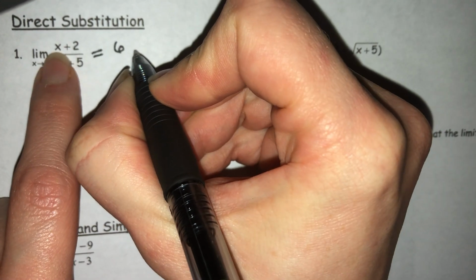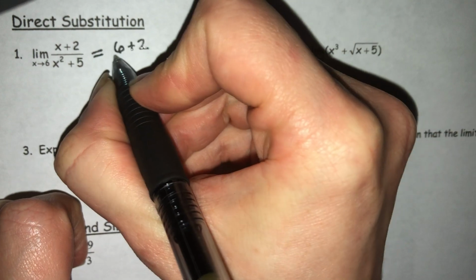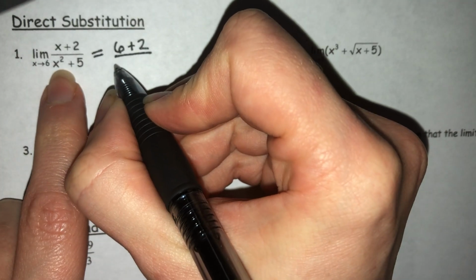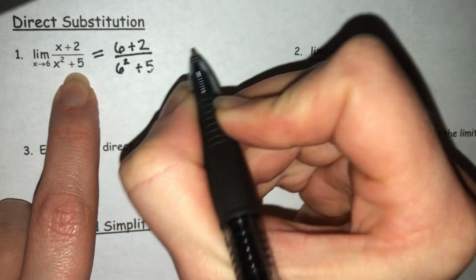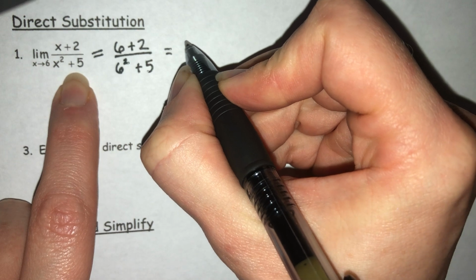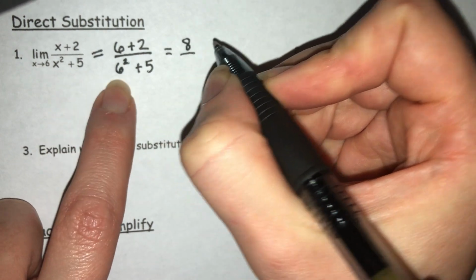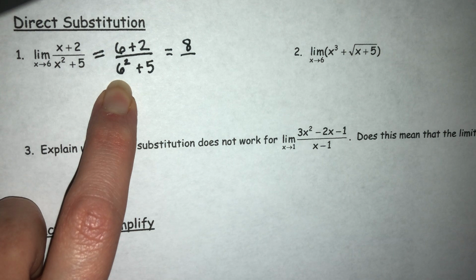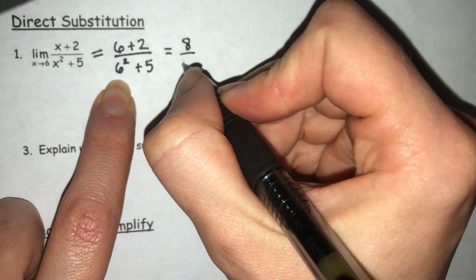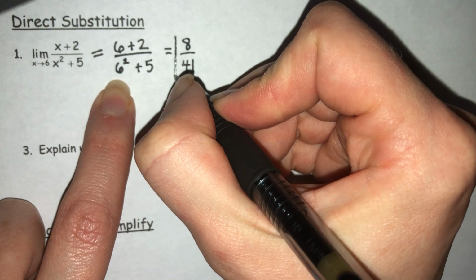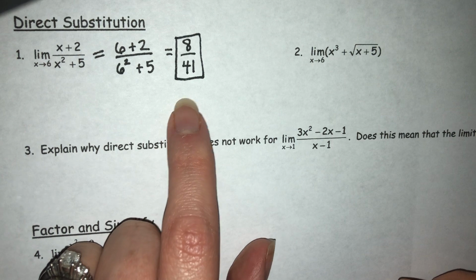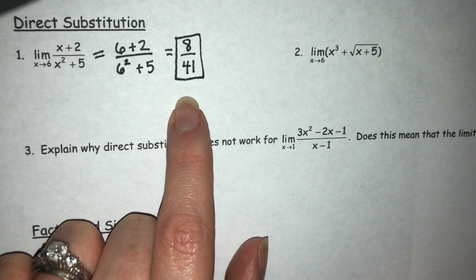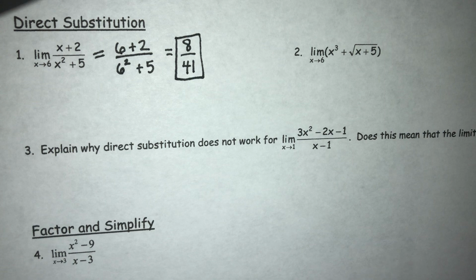6 in place of this x plus 2 in the numerator divided by 6 in place of this x also squared plus 5. So my numerator 6 plus 2 is 8 and my denominator 6 squared is 36 plus 5 more gives me 41. That fraction is fully simplified. If it wasn't, we would simplify it. And there is our answer, 8 over 41. So, you know, you can almost think of this as like a plug and chug kind of method. All you have to do is plug it in and work it out.